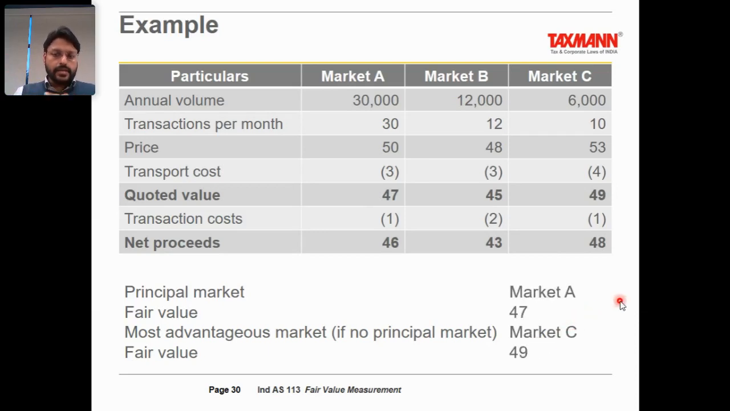So this is the answer. Market A is the principal market. Fair value is 47. And market C is the most advantageous market and fair value is 49. Here, fair values 47 and 49 are computed after deduction of transportation cost, assuming that transportation costs are part and parcel of the contract. Had that not been the case, then I would have taken 50 and 53, that is the quoted price in those markets, as the fair value as required by the standard. Hope the illustration is clear. If there is any question, just throw it right away, otherwise I will proceed.